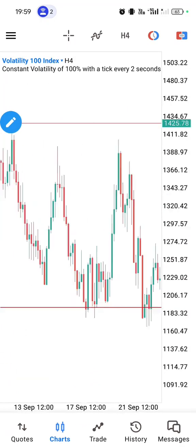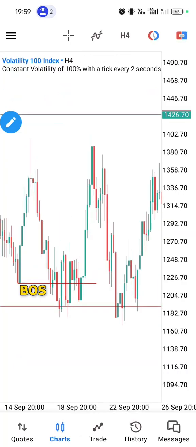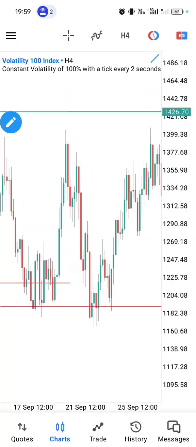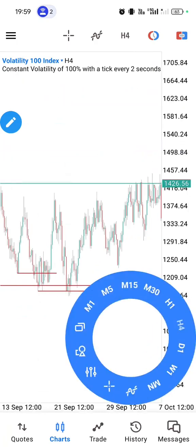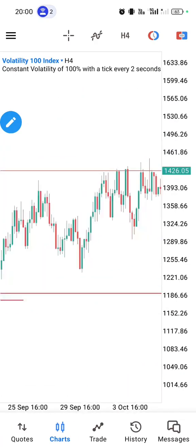Now let's study what price did around that level. It gave us a break of structure initially, and then it hit the rejection block, and then gave us the wick. So it did not close on the daily time frame below there. So yeah, it started moving up from there.